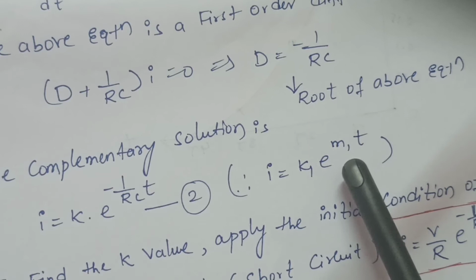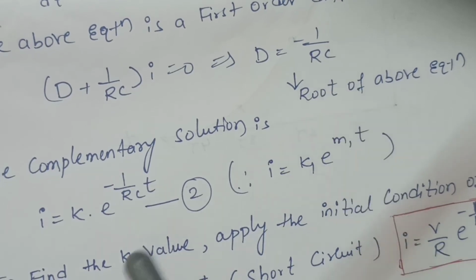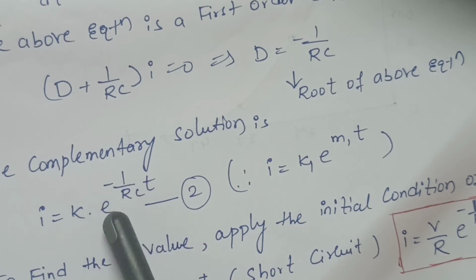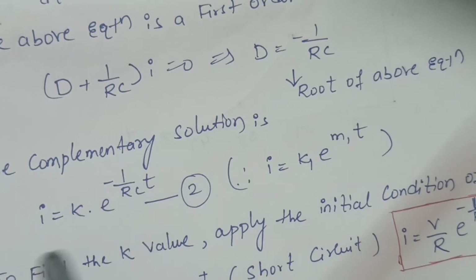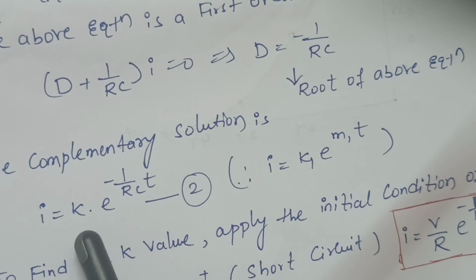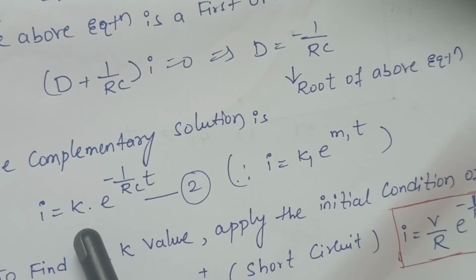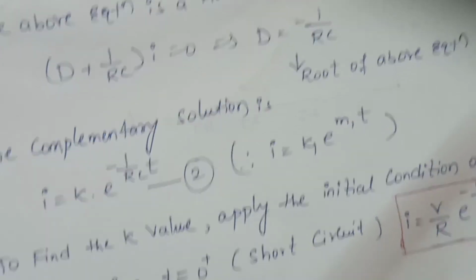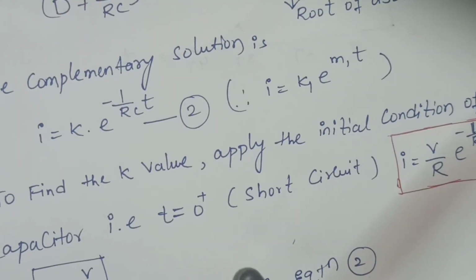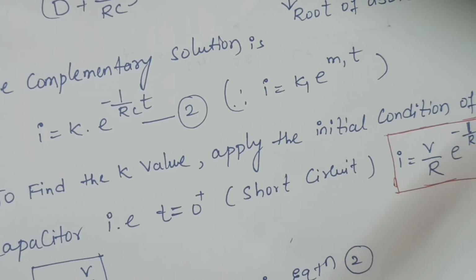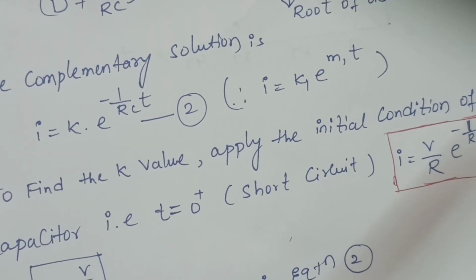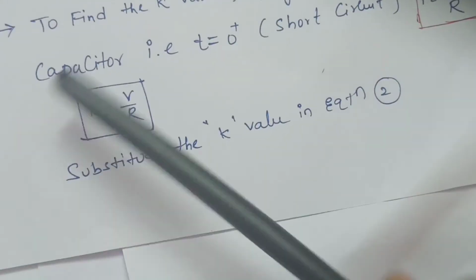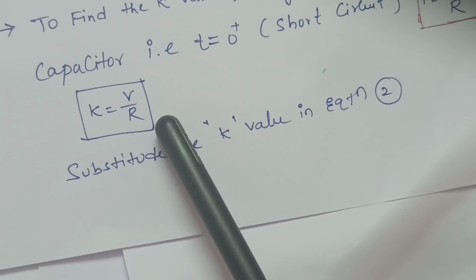Instead of m1, just substitute our root, we are getting equation number 2. That is I equal to k into exponential of minus 1 by RC into t. This is our response in terms of a constant, but we need to find the constant also by using the initial condition of the capacitor. That is t equal to 0. At t equal to 0 plus, the capacitor acts as a short circuit. Then we can get k equal to V by R.